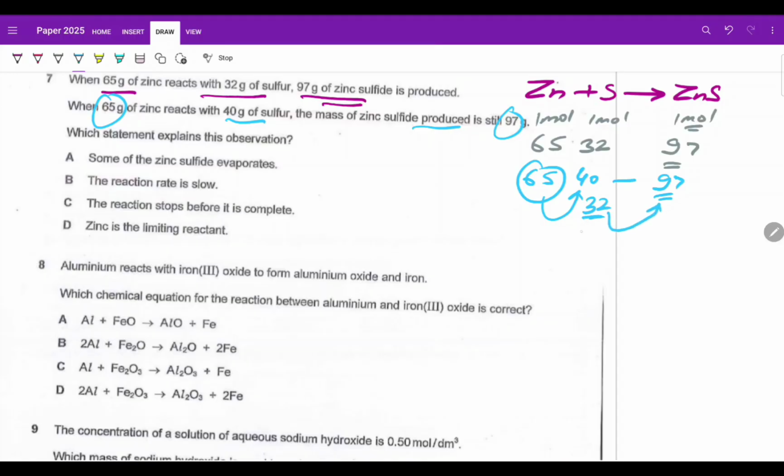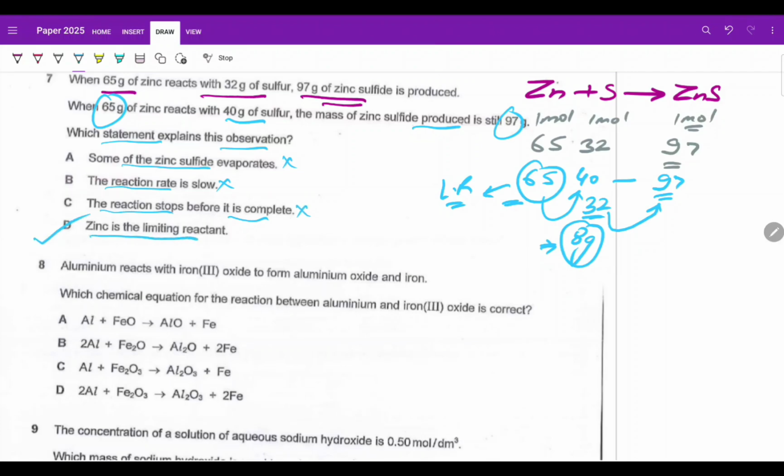So this means 8 grams of sulfur is present in excess, and sulfur is your excess reagent and zinc is your limiting reagent. Why? Because zinc is controlling the amount of ZnS produced. It is used up first in the reaction, and sulfur is an excess reagent. It is left behind. 8 grams of sulfur is left behind even after the reaction. Which statement explains the observation? Some of the zinc sulfide evaporates. Wrong. The reaction rate is slow. It cannot tell anything about reaction rate. The reaction stopped before it is completed. No.